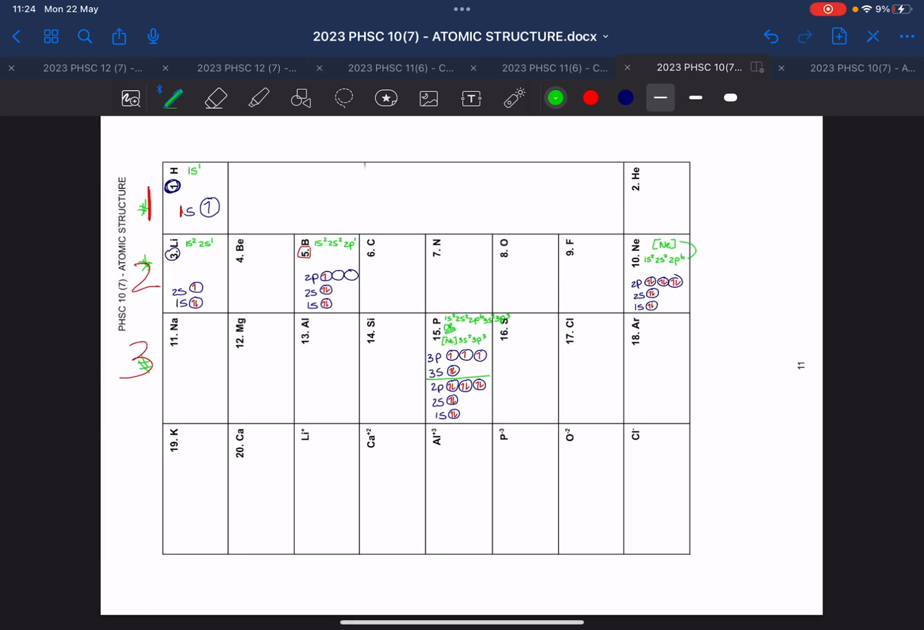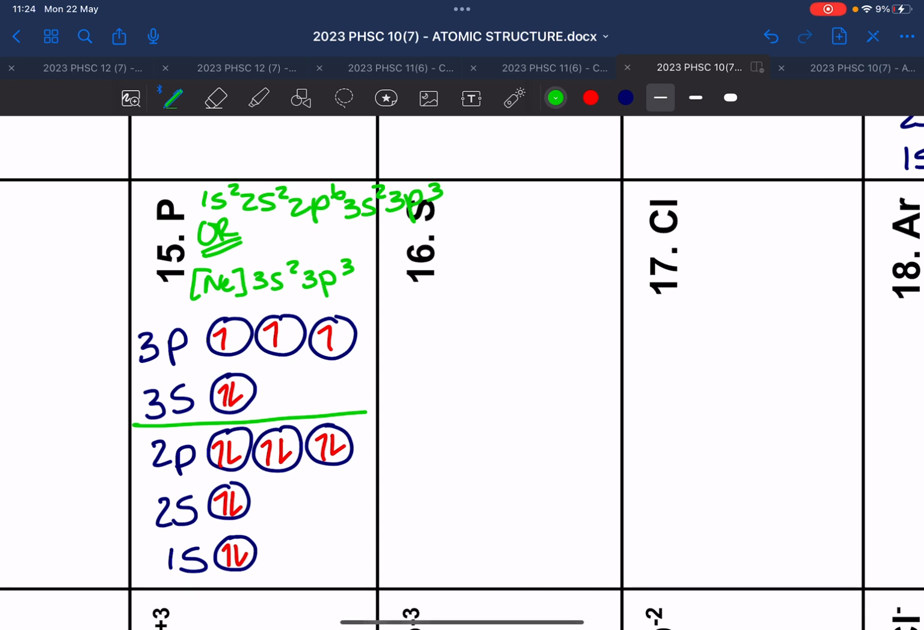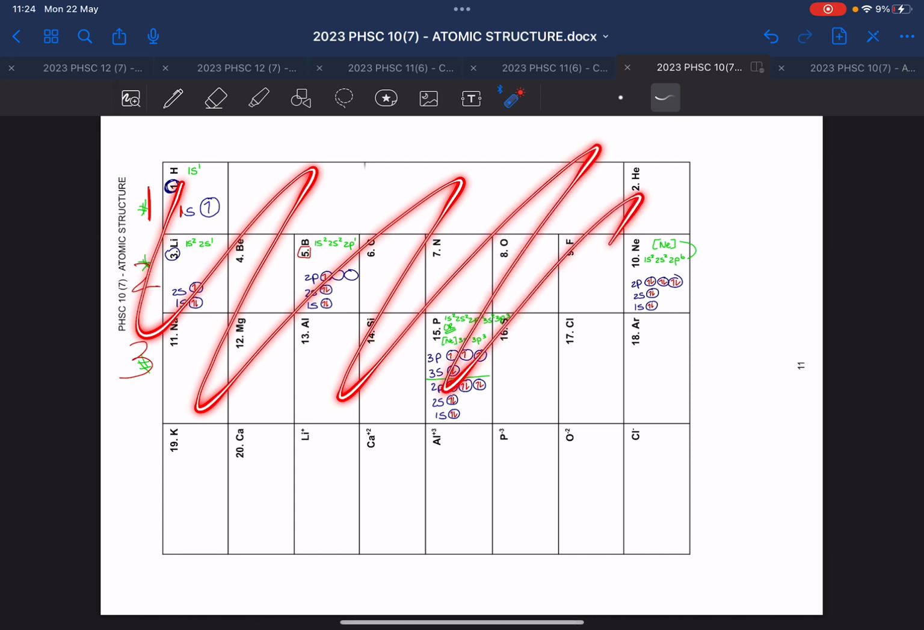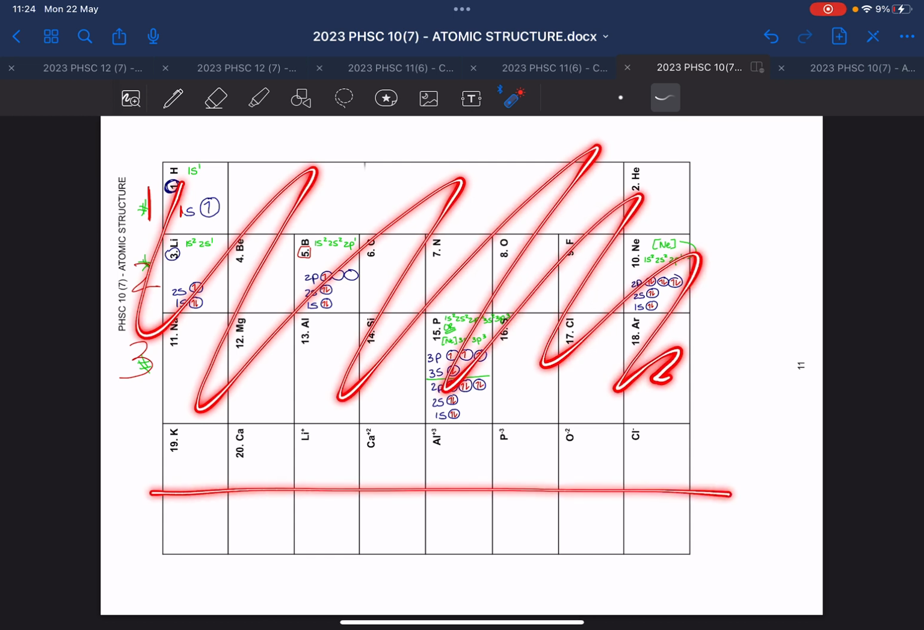Right, so that, ladies and gents, will be your homework to complete this page. 3p3, yes, because in the third p orbital there's 1, 2, 3 electrons. Yeah, to complete this. That, not this. We will do that together in class.